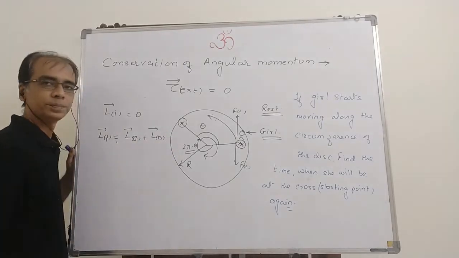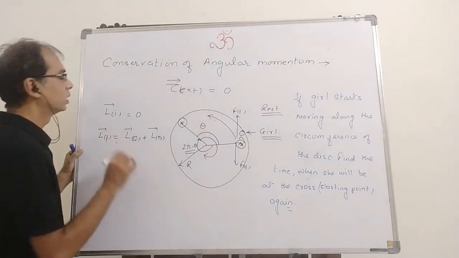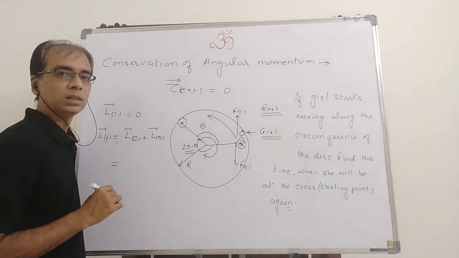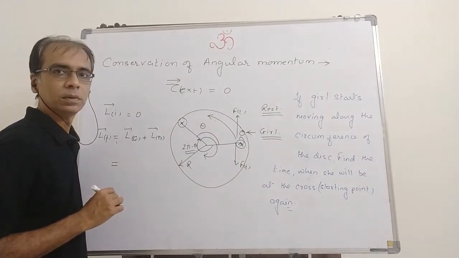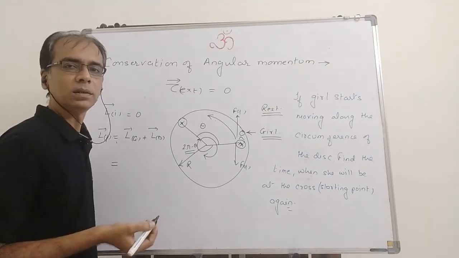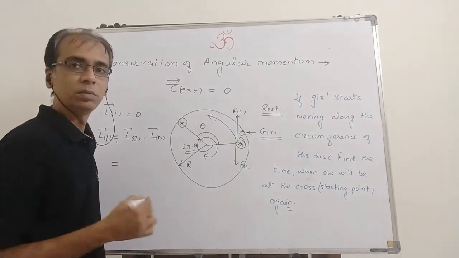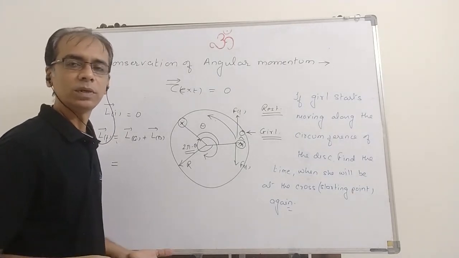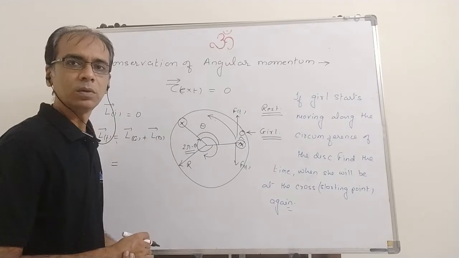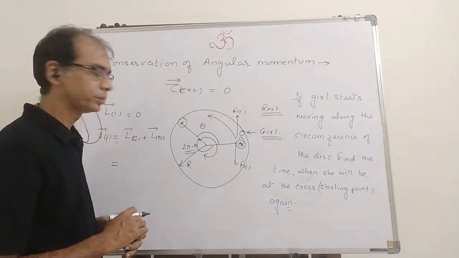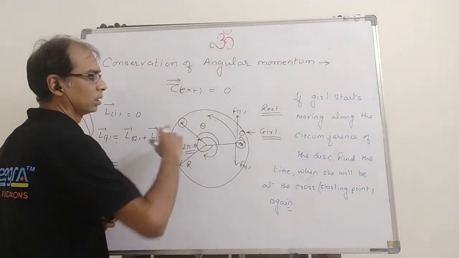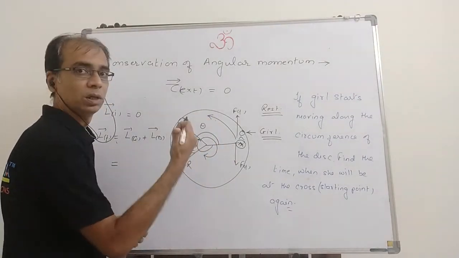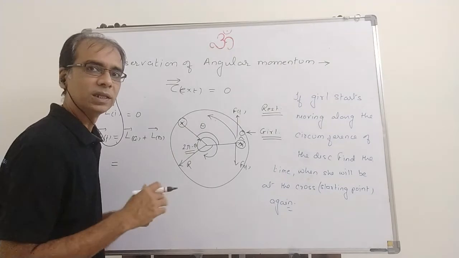Very, very simple. Now, what is the angular momentum of the girl? What kind of motion is she doing? Circular motion. We can write I omega, or mvr also, that is our wish. I am going with I omega. She is moving anti-clockwise, so the angular momentum is outward. Let's take that as positive.